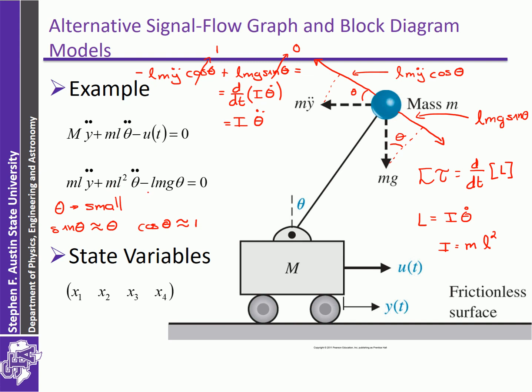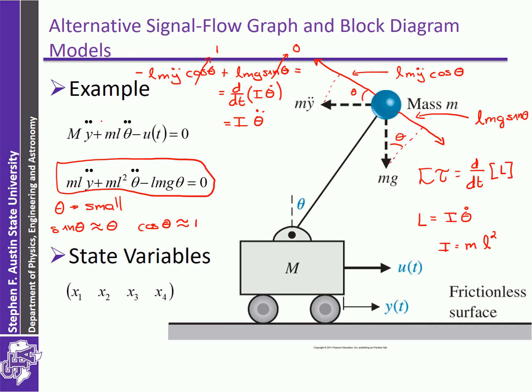Let me rearrange things a little bit. We transfer these to the other side and substitute the value for the moment of inertia. What we get is the expression right here at the bottom. So that's for the little mass on the rod.